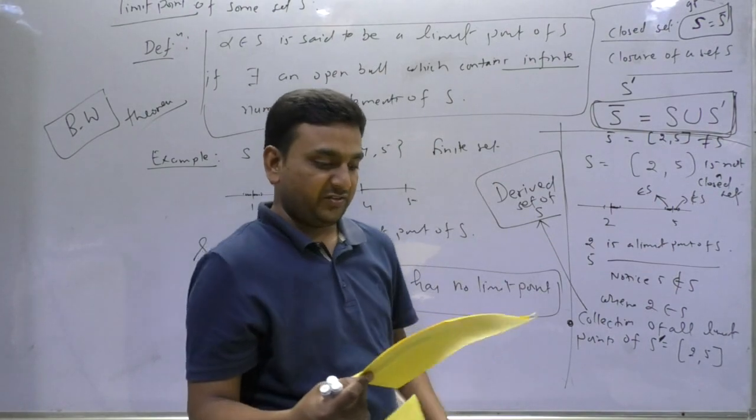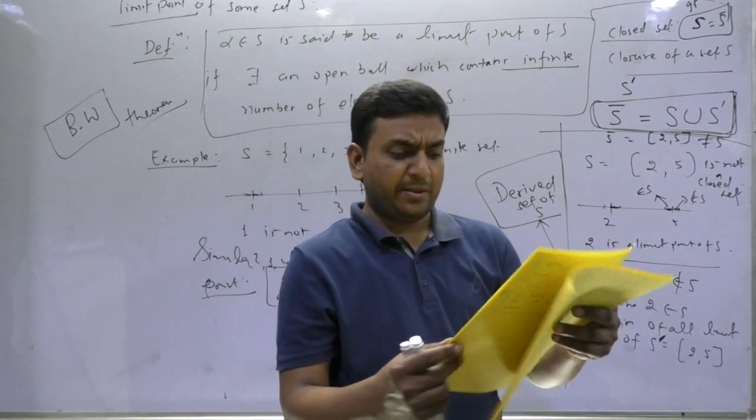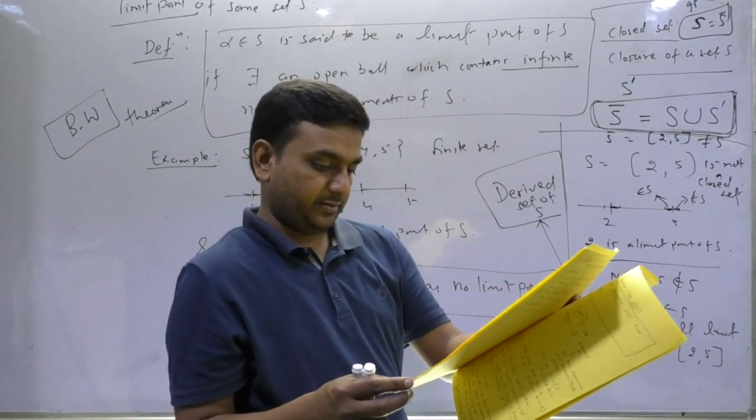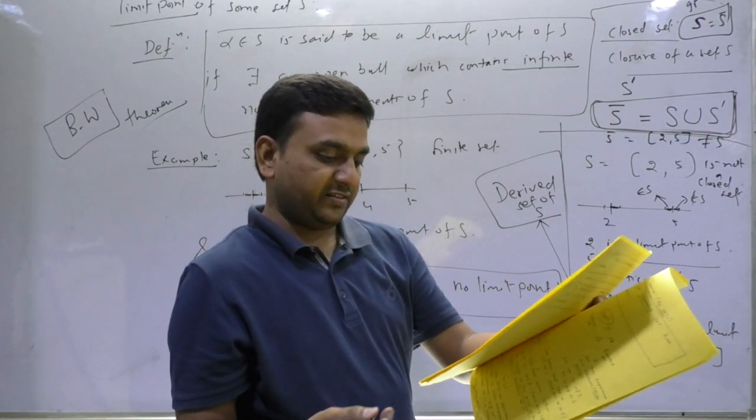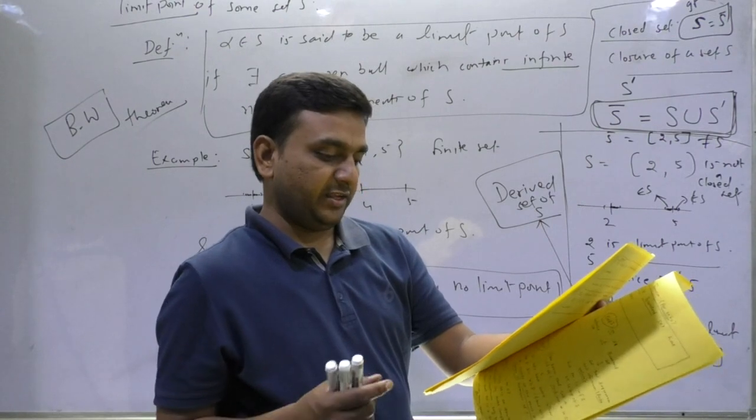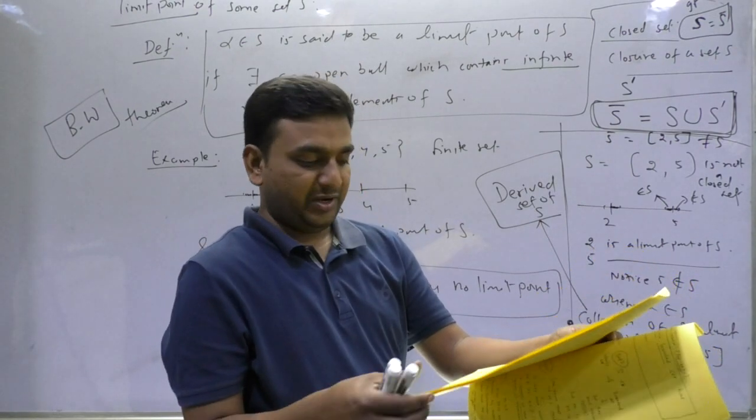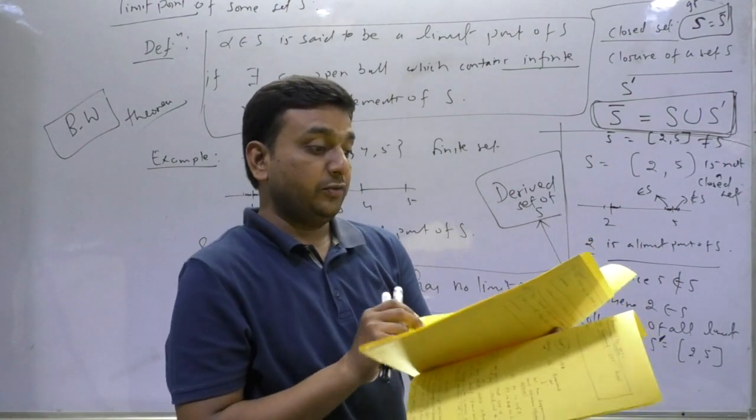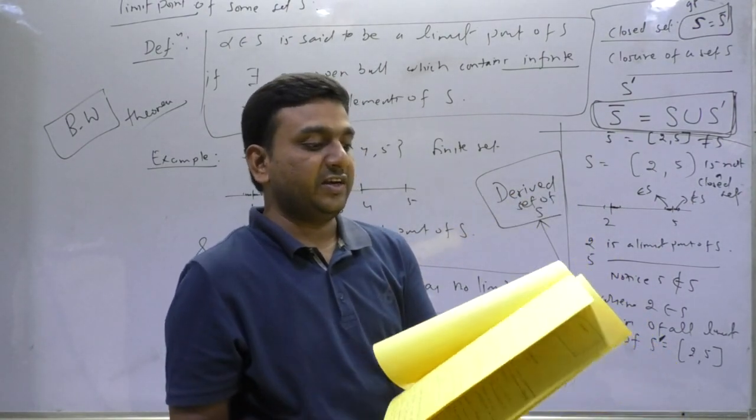So Bolzano-Weierstrass you can study. Different examples I have taken here also. Nice. Give an example too, so that the derived set of S intersection T is not... Example hint B I have given. So you people are suggested. Also these are some questions over standard sets.